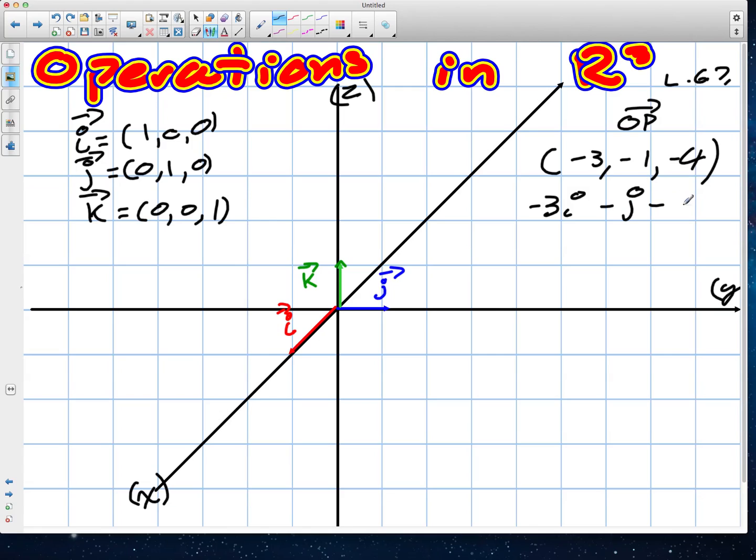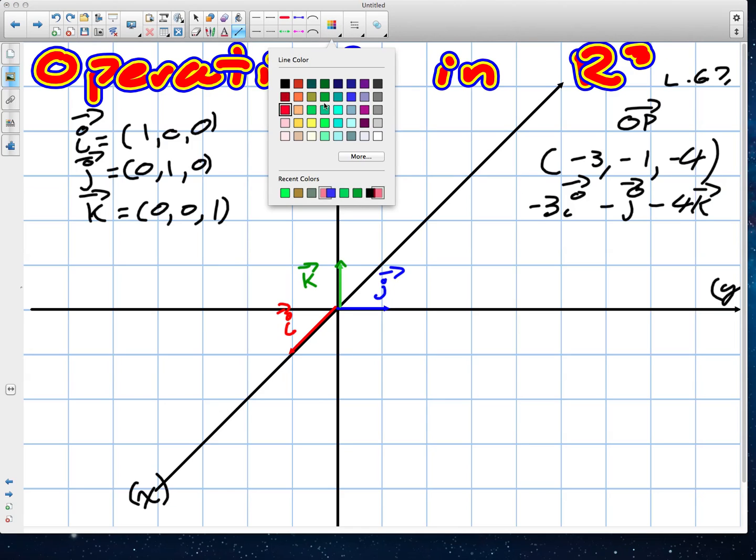j minus 4k. Exactly. That exact same idea. The only difference is we have a vector of k, and don't forget to put the symbols. Okay? Because what we're saying is our vector here is a combination of the scalars of these vectors. And I'll quickly show that again. -3i, well, that goes back in the other direction. That would give us back 3.